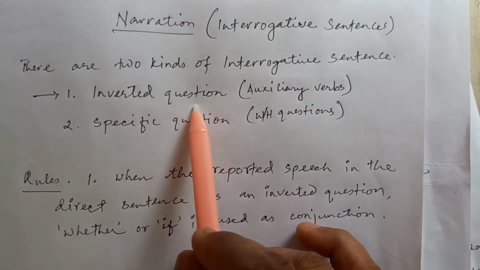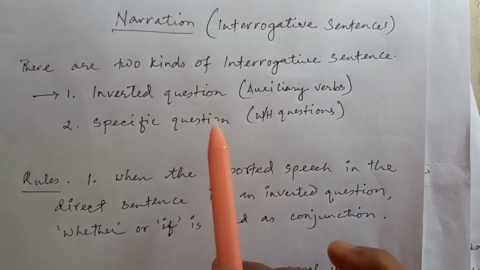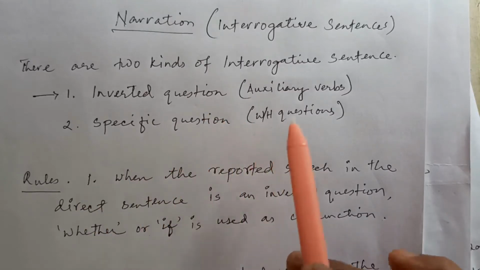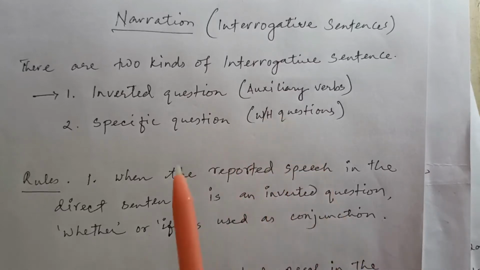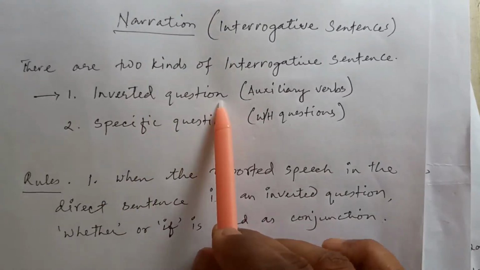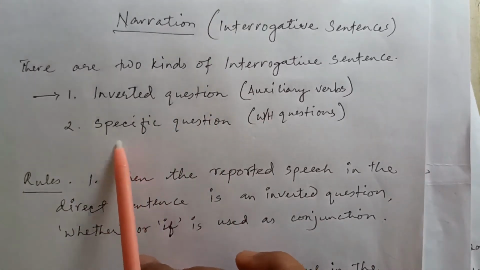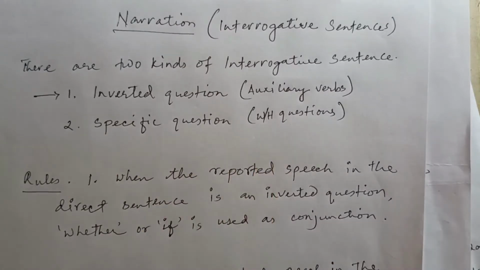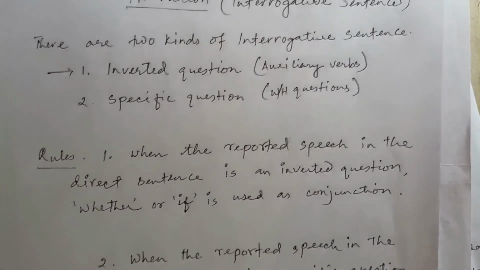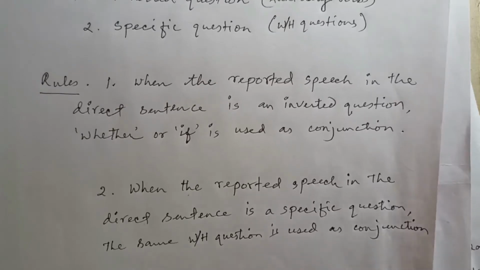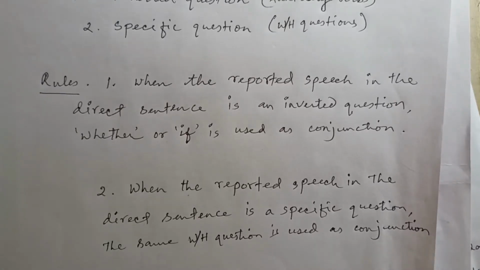The first is the inverted question. An inverted question means a question that is generally introduced with an auxiliary verb. The auxiliary verb starts the sentence while asking the question. That is an inverted question. And then in a specific question, WH questions are used to ask the question. Based on these 2 things we will be discussing one after another, but let's just start with the rules, and I'll come with the explanations with the different kinds of sentences.